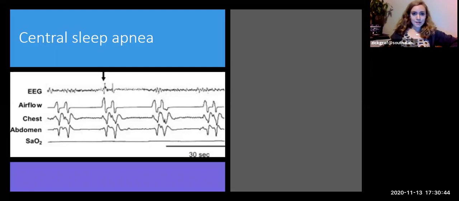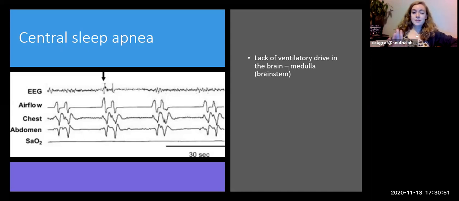Central sleep apnea is a little bit different. Whereas in obstructive sleep apnea, you're breathing normally, but there's just something blocking the airflow, in central sleep apnea, your brain basically stops telling your body to breathe. This is known as a lack of ventilatory drive.